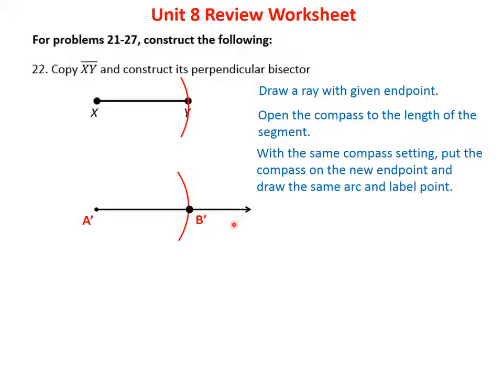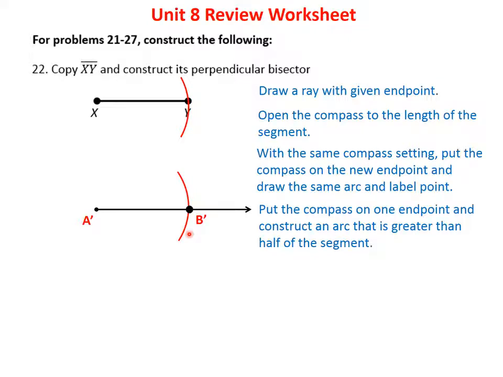Notice that the red arcs are exactly the same. And then at this point, I can put in the point, and I'll label that B prime, and now you notice that the distance from X to Y is the same as the distance from A to B. Okay? So we've copied XY. That's the first step. Second step, let's draw the perpendicular bisector.